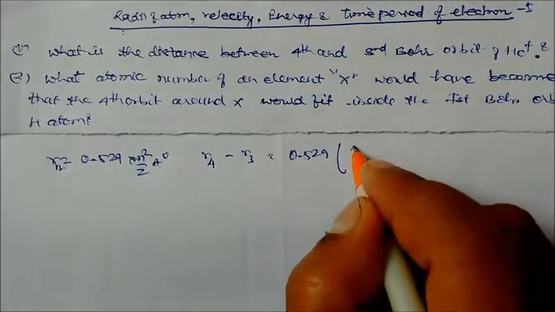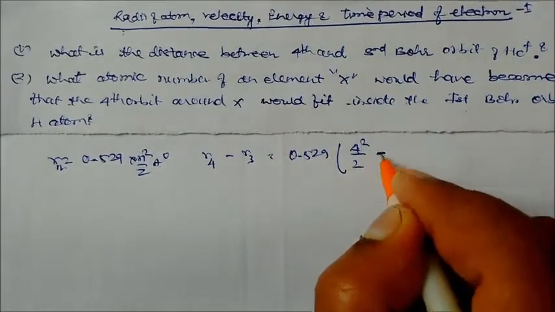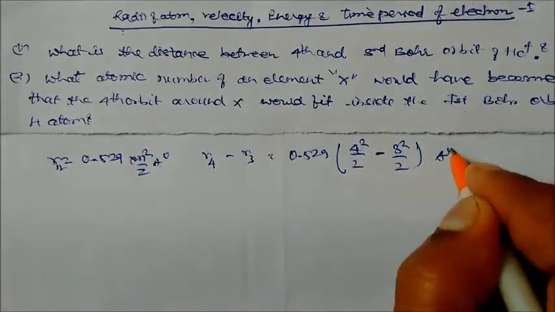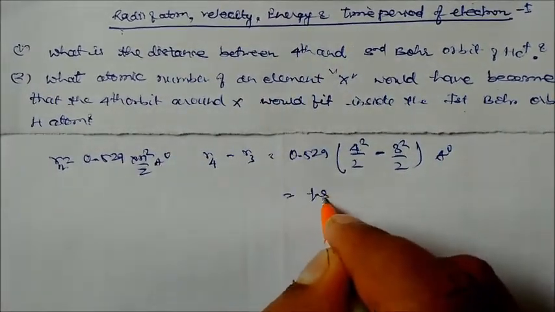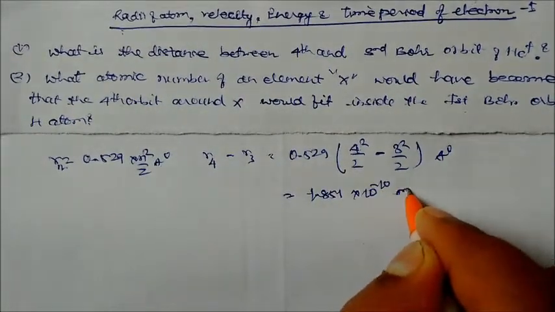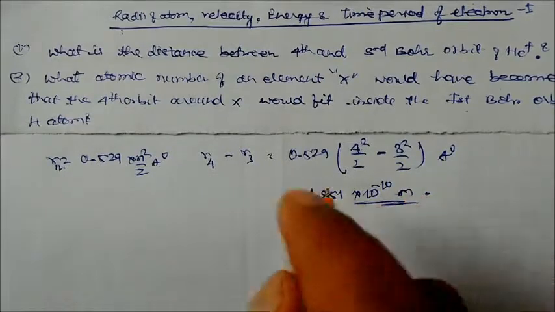So you divide 4 square by 2, and for the third orbit, 3 square by 2. On solving, we get the answer 1.851 times 10 to the power minus 10 meter. So this is our answer.